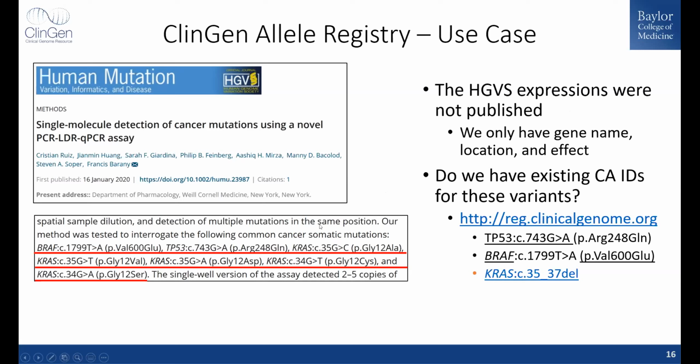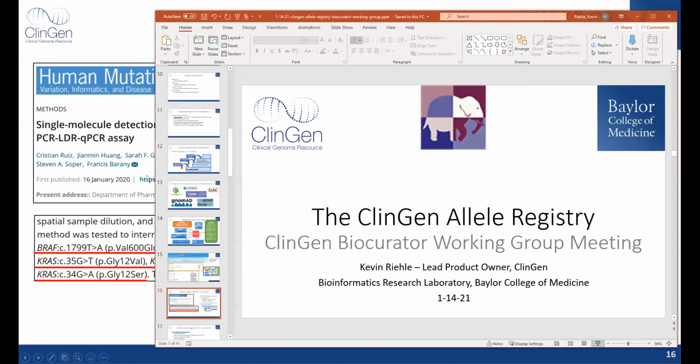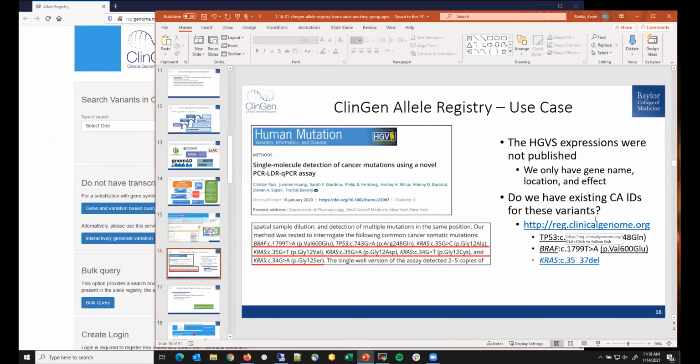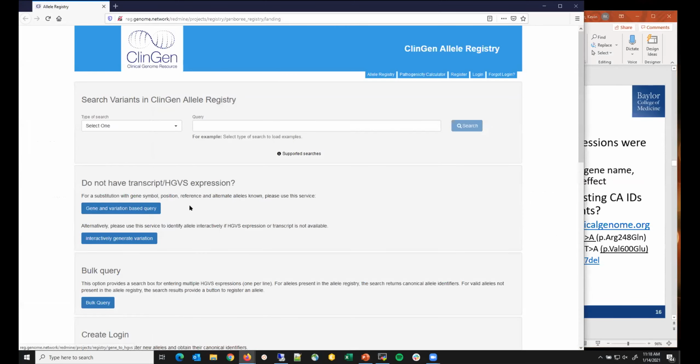Let's say, whether they were or not in this paper, that they were unavailable. We only have a gene name, a location, and an effect. So the question is, do we have existing canonical allele identifiers for these variants? We can start by going to the Allele Registry, which is reg.clinicalgenome.org, and figure out if these are already in here.